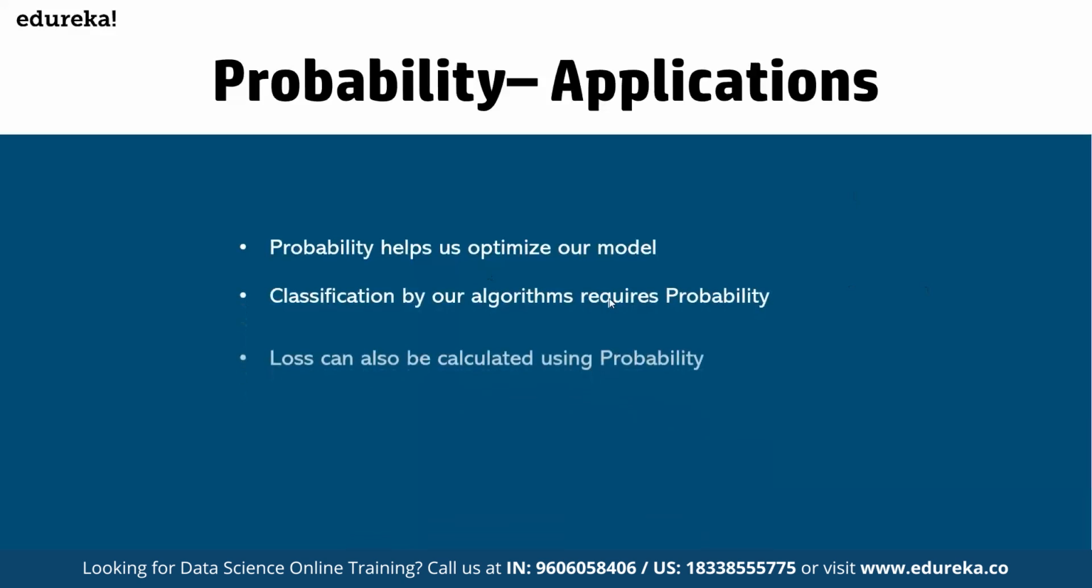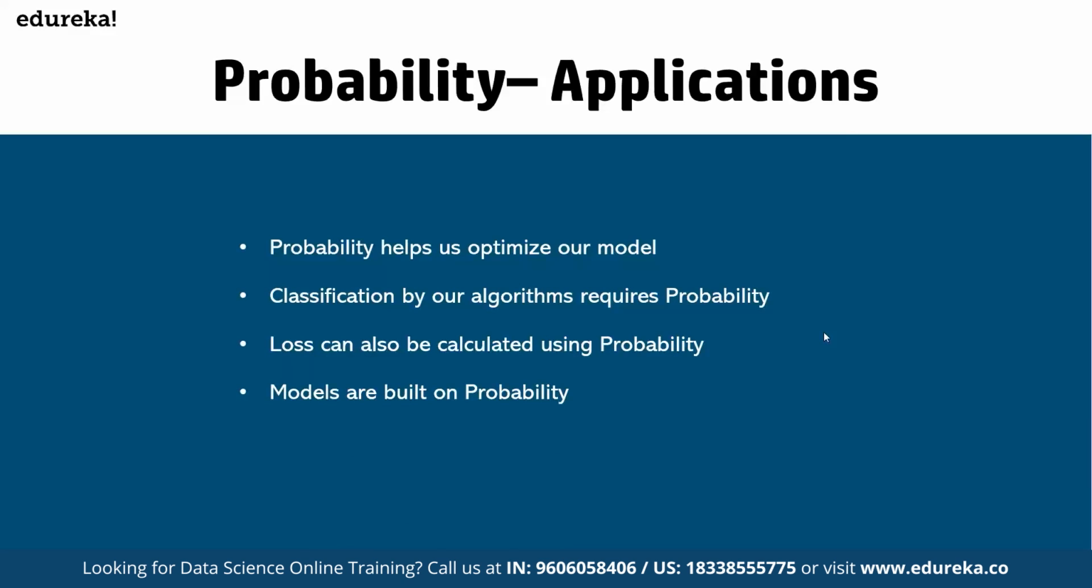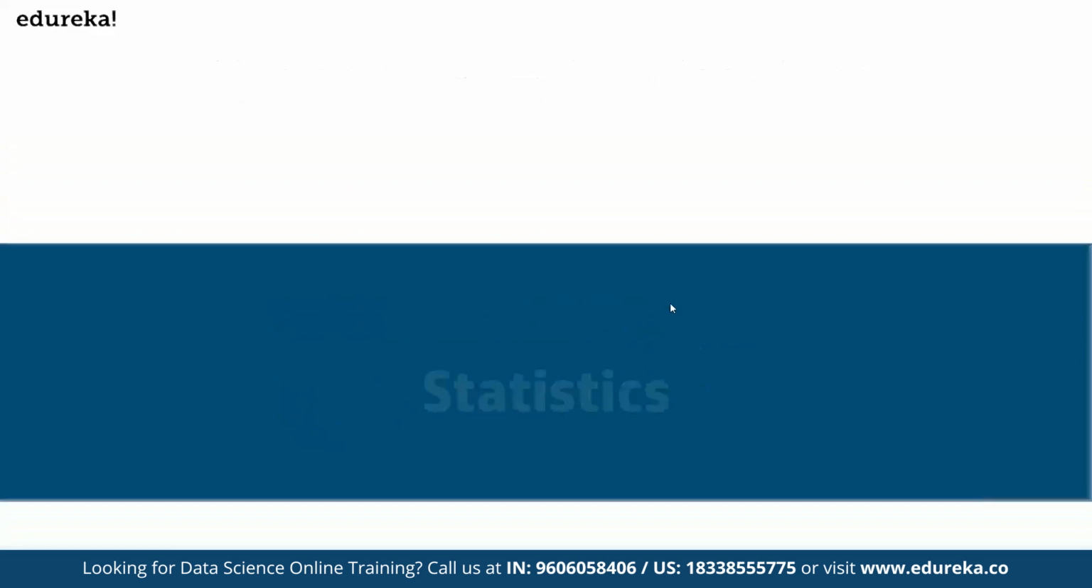So why do we need probability? It is going to help us optimize our model. A lot of our algorithms, mainly when you move into supervised machine learning algorithms, do use probability. And when you calculate the loss, or how your machine learning models are performing, then we need probability. Like I said, all our models are built out of probability.